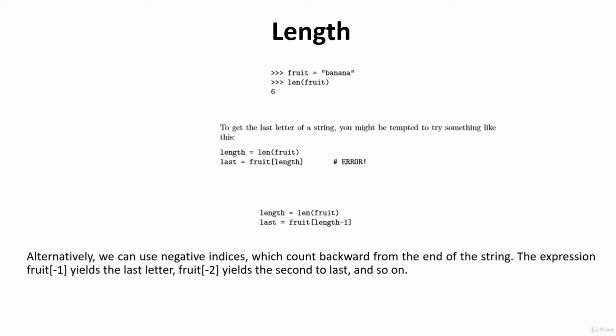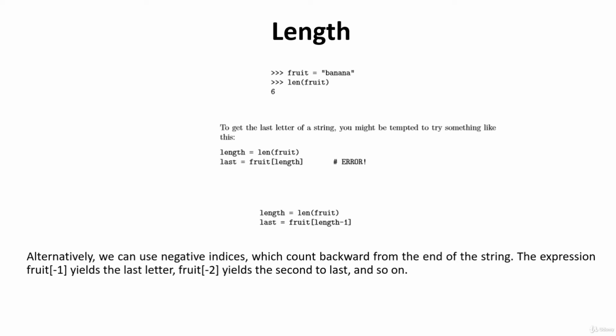It causes the runtime error IndexError: string index out of range. The reason is that there is no sixth letter in "banana". Since we started counting at 0, the six letters are numbered 0 to 5. To get the last character, we have to subtract 1 from length. Alternatively, we can use negative indices, which count backward from the end of the string. The expression fruit[-1] yields the last letter, fruit[-2] yields the second to last, and so on.